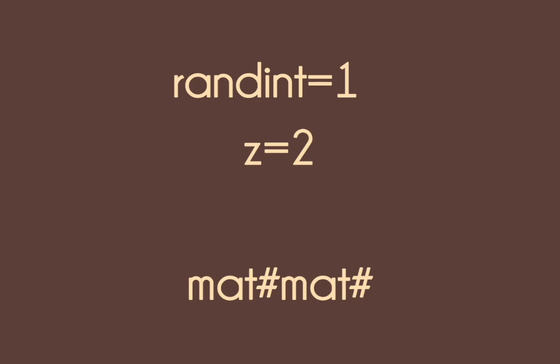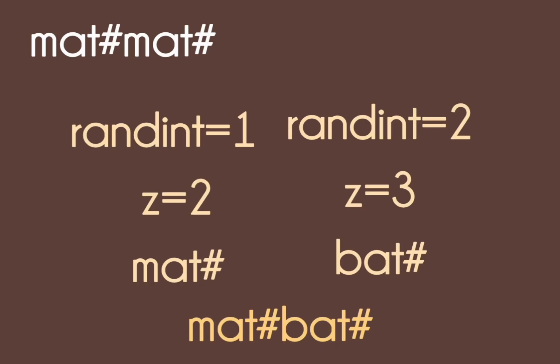Now for the second time it is also possible that the value of rand int is again 1. So again the value of z will be 2, and then again mat will come in our output and then hash as a separator. So the output will be mat hash mat hash. Now I am going to explain the next possibility.